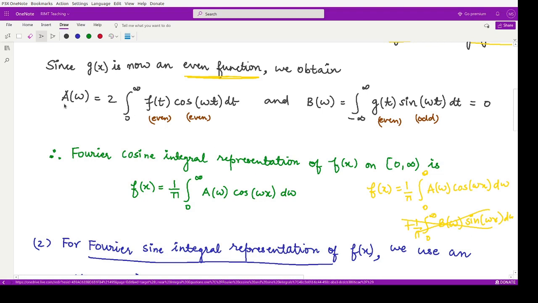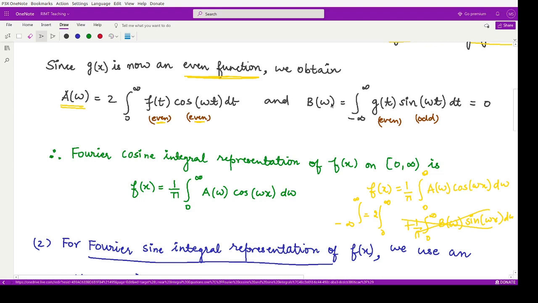Here, what is the formula for a omega? It was the integral of f of t into cos omega t dt. f of t is now an even function, and cos omega t is also an even function, so their multiplication would also be even. So our integration from minus infinity to infinity converts to 2 times integration from 0 to infinity of f of t cos omega t dt.